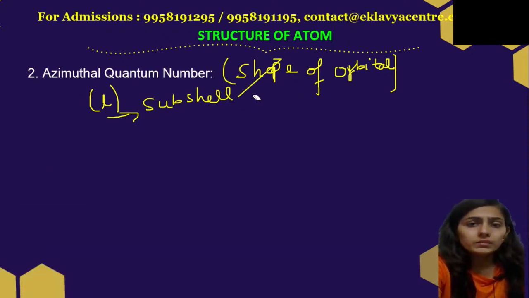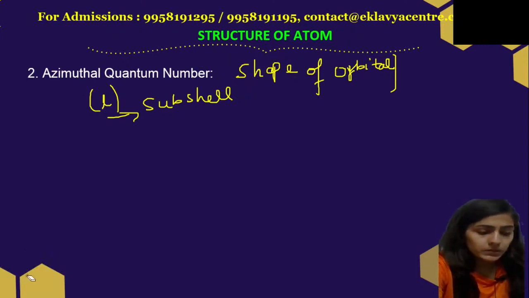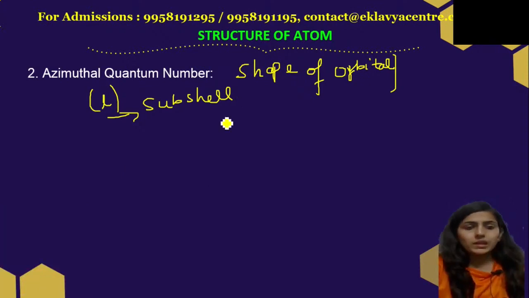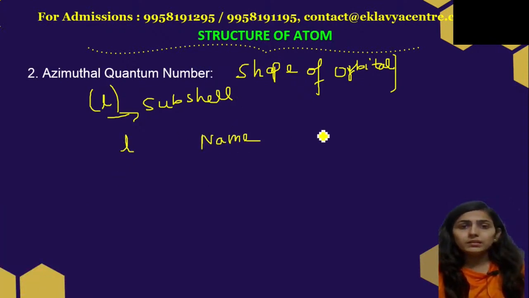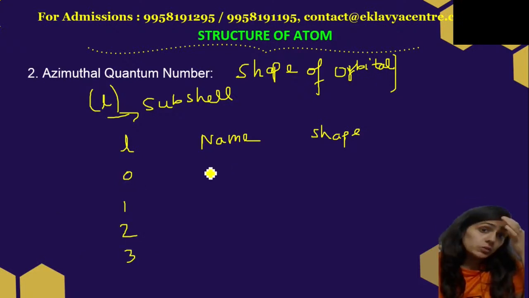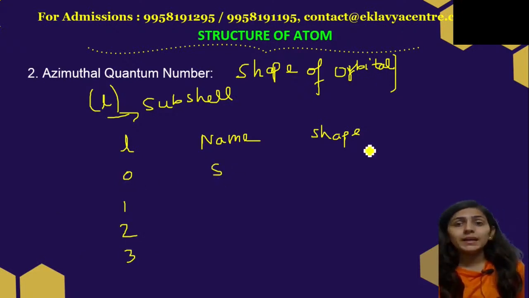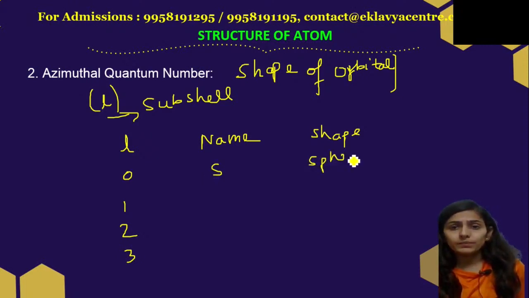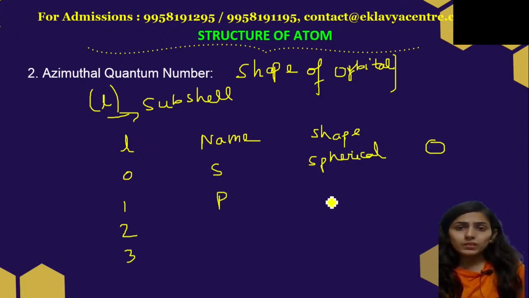See what happens. Here, suppose we have l values, then the name, and what will be the shape. So l equals 0, 1, 2, 3. When l equals 0, we have the s orbital, and the s orbital is spherical. For l equals 1, we have the p orbital.